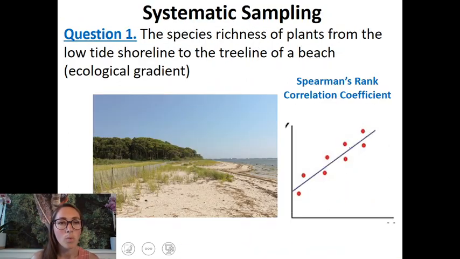So let's start with question 1, which is the species richness of a plant, from the low tide shoreline to the tree line of a beach. So this question, the first thing that we want to think about when we're looking at ecology, and again, some of you might be doing environmental science, so you might go into this in a lot more depth. We are looking at it in a very, very basic and very, very crude way. So please do bear in mind that there are so many different ways to test things in ecology, but we're looking at just a couple.